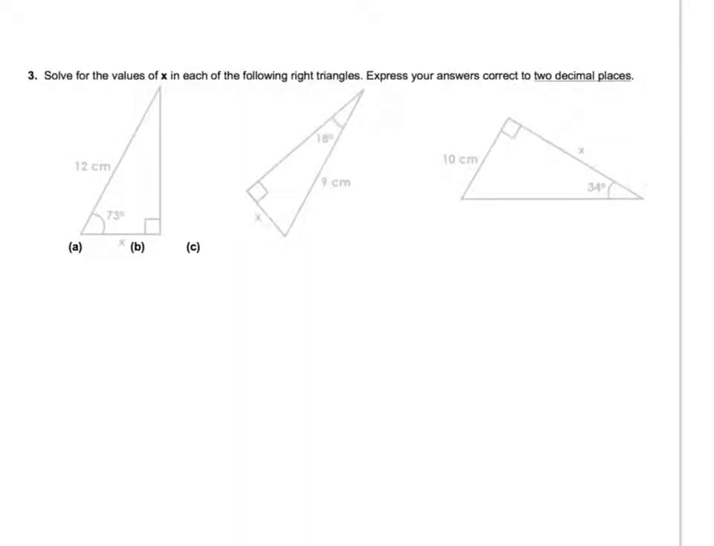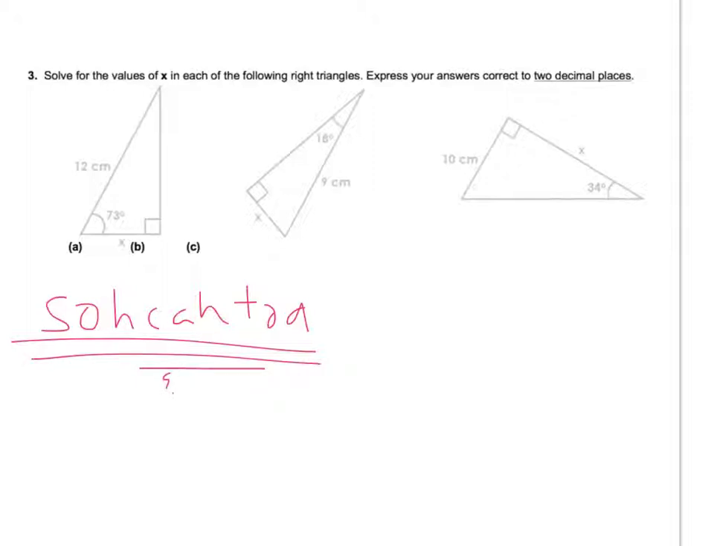Okay, let's end with number 3. So, the key idea again is SOHCAHTOA. We're always using this. There's the angle 73. What do you call the side x with respect to the angle 73? Adjacent. What do you call the side 12? Hypotenuse. It's the one opposite the 90 degrees. So you have A and H again.